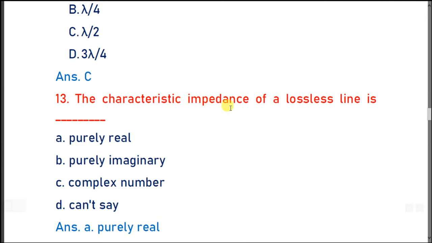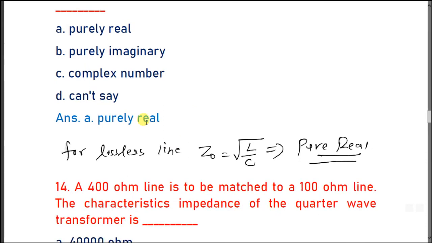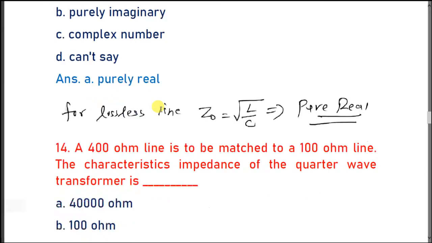The characteristic impedance of a lossless transmission line is dash. So you know the equation of the characteristic impedance ZO: ZO is equal to square root of (R plus j omega L) divided by (G plus j omega C). And for a lossless line, R is equal to 0 and G is equal to 0. So if you put R and G both as 0 in that equation, you will get ZO is equal to square root of L by C. And that is a completely real number. Okay, so pure real. So the answer is A, pure real.